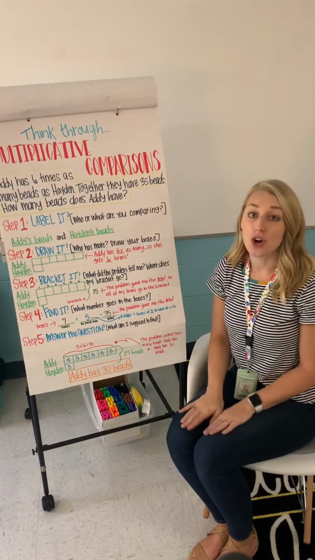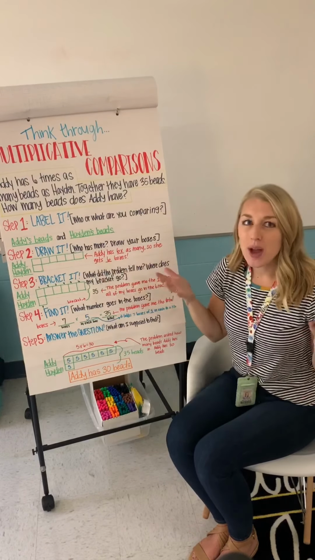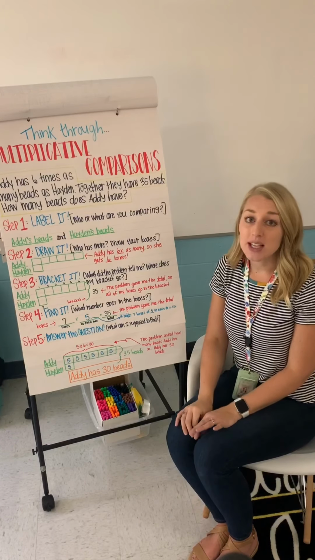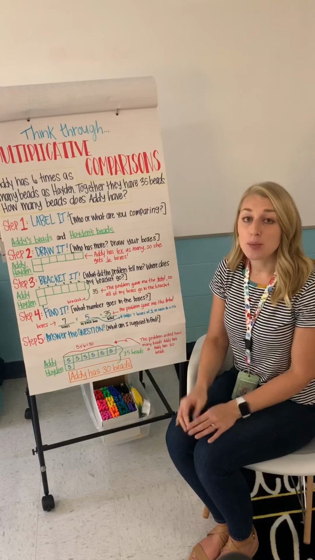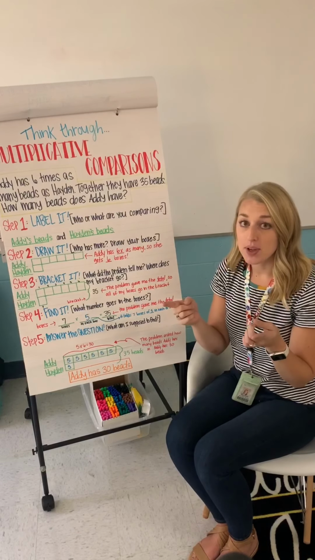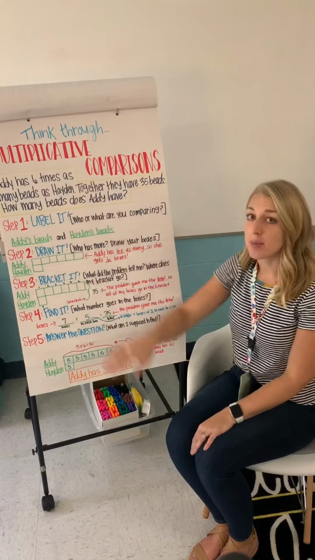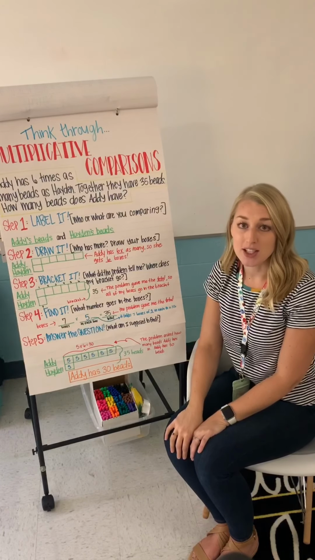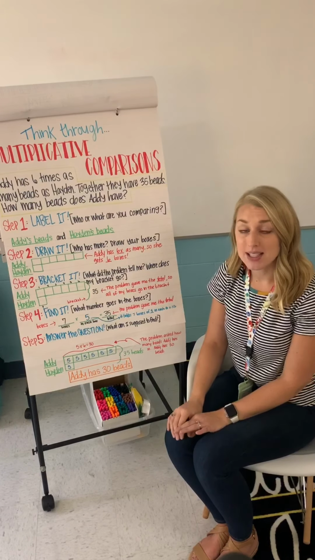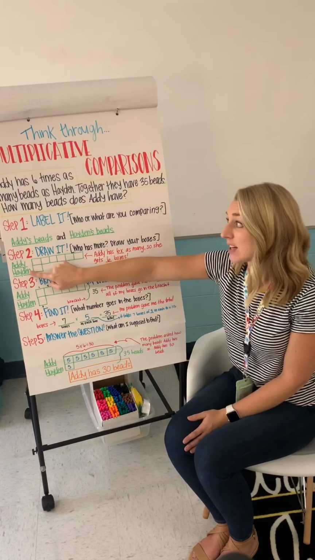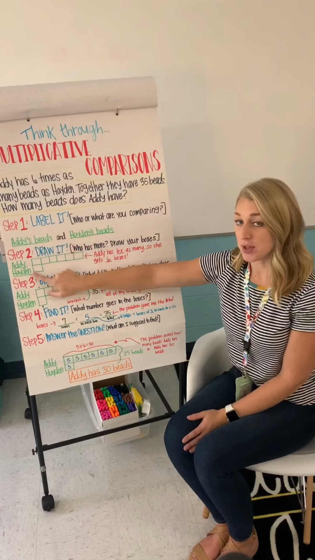And that's to draw it. You have to think who has more and draw your boxes. This is a really important step because it helps you visualize the problem. So when you're solving a problem using a multiplicative comparison, I want you to draw a box, and this is how you do it. We have Addie and we have Hayden. We've already labeled those names, right?